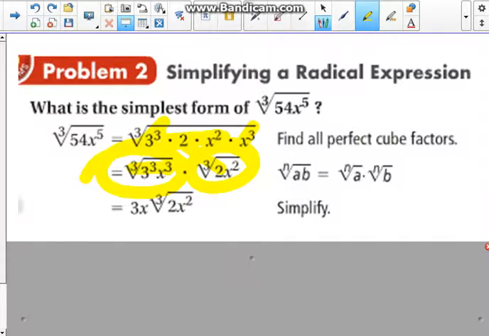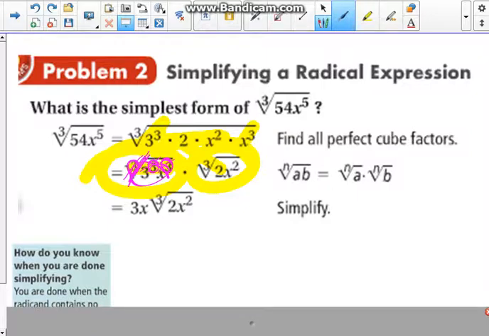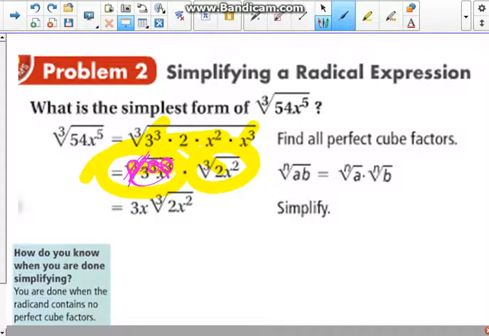I like to think of this as when you have this index and your powers match the index, they sort of cancel each other out. When you can clear all those, you take away your radical sign, and that just leaves you with the 3x. It says, how do you know when you're done simplifying? Well, you're done when the radicand contains no perfect cube factors, or whatever your index is. In this case, it was cube.